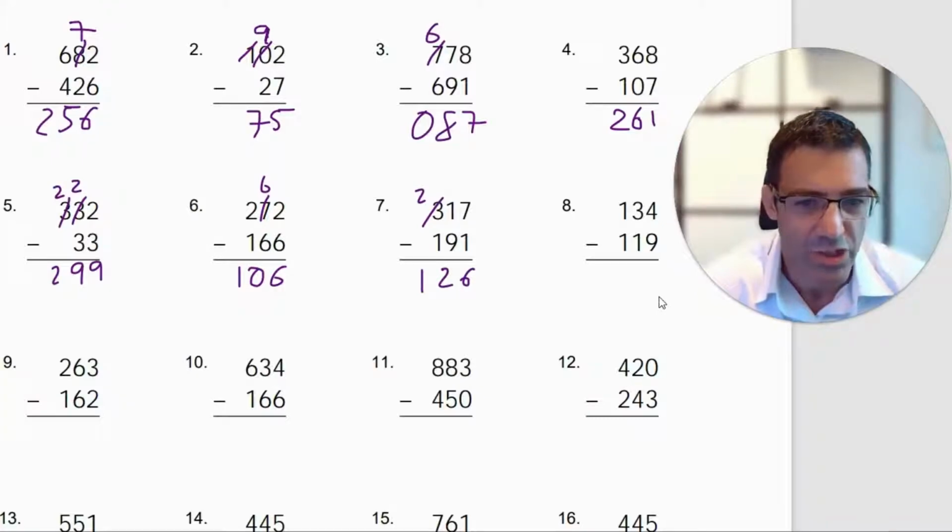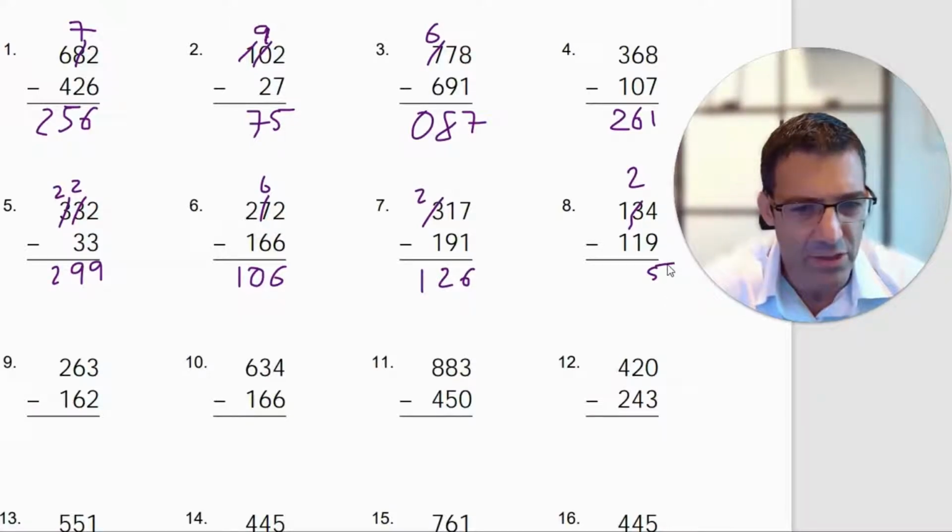Okay, good. Question 8, and I'm going to say that that's my last question for this worksheet for now because I'm feeling pretty happy about the whole thing. So I know how to borrow. So let me see. 4 minus 9 here. Oh, I cannot do that, so I'm going to change my 3 into a 2. And then I can go 14 take away 9, which is, what do I do?